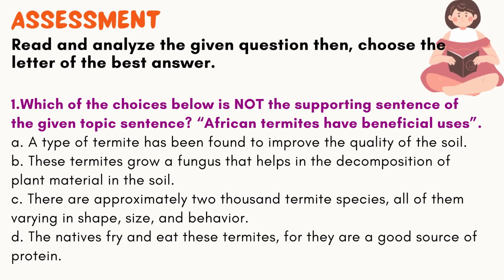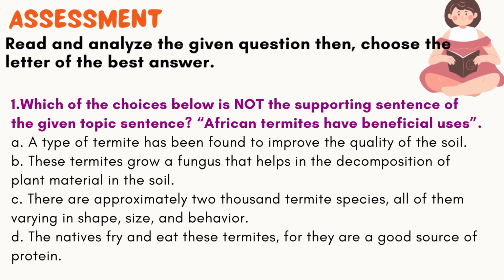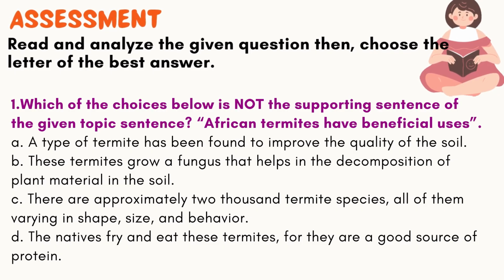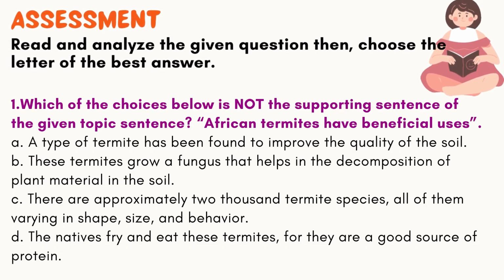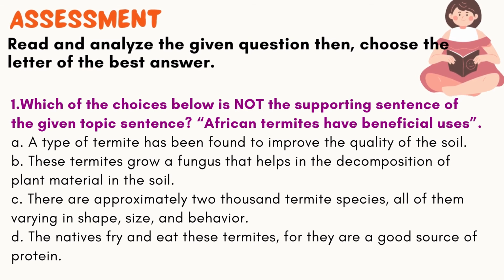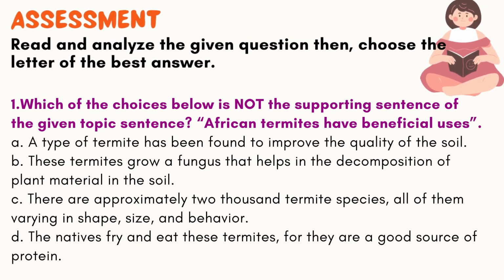A. A type of termite has been found to improve the quality of the soil. B. These termites grow a fungus that helps in the decomposition of plant material in the soil. C. There are approximately 2,000 termite species, all of them varying in shape, size, and behavior. And D. The natives fry and eat these termites, for they are a good source of protein.